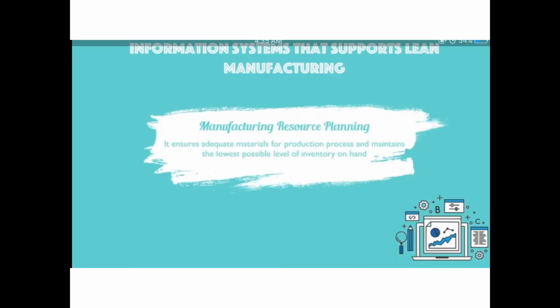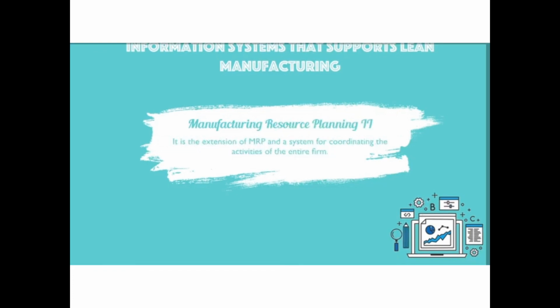What are the information systems that support the lean manufacturing model? Material requirements planning ensures adequate materials for production processes and maintains the lowest possible level of inventory on hand. To explain further, it produces production and purchasing schedules and other information needed to control the process.